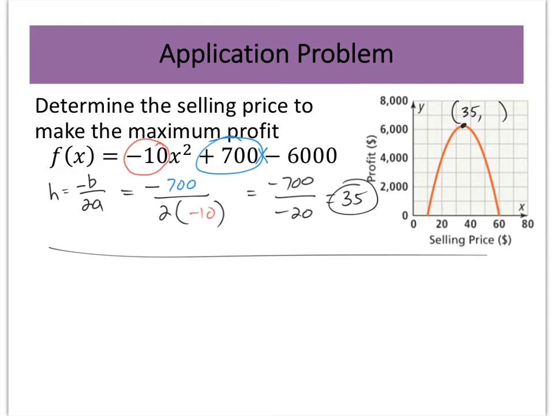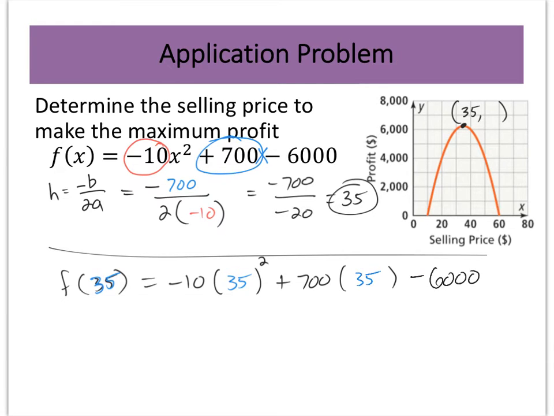Now we need to decide how much they actually make when it costs 35. And what we do, and we talked about this in class, is substitute this 35 as the x value in our function. So we know that they're going to make the most money when they sell them for $35. So f of 35 is equal to negative 10 times 35 squared, this is the 35 that's here, plus 700 times the 35, minus 6,000. And that's quite a large number.